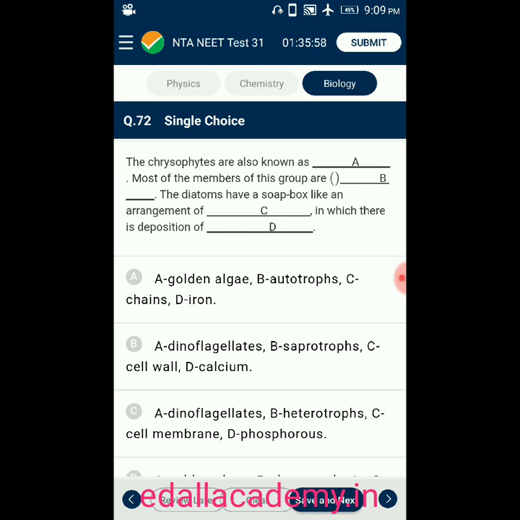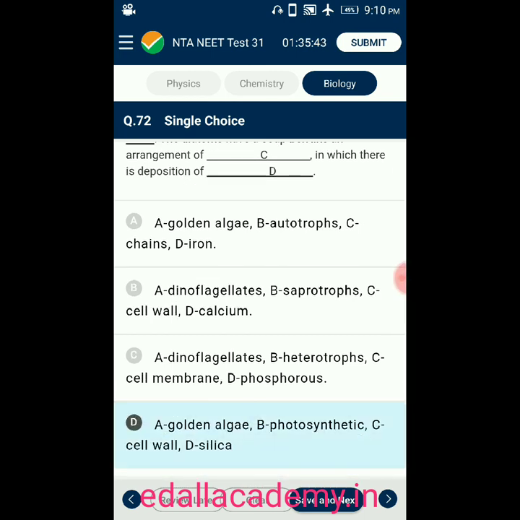Their cell walls have deposits of silica which make them extremely rigid. These diatoms have cell wall depositions in their habitats called diatomaceous earth. So the correct option is D.